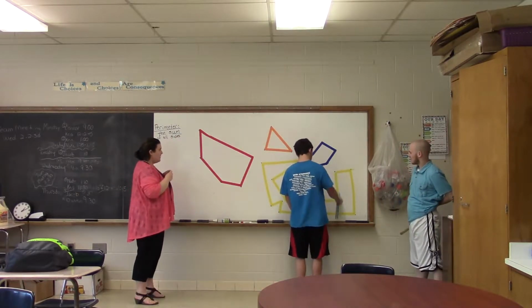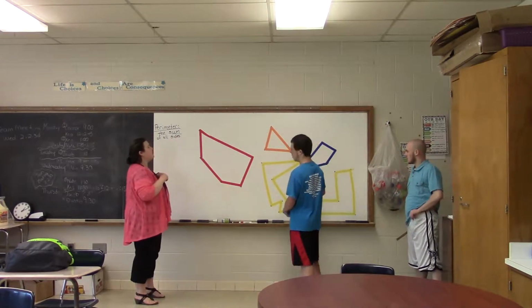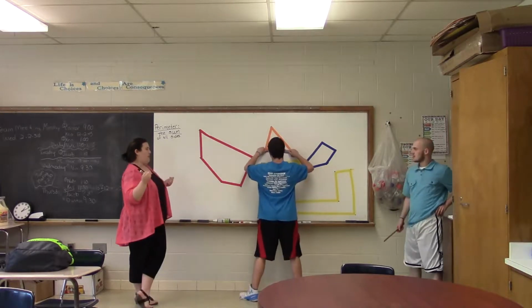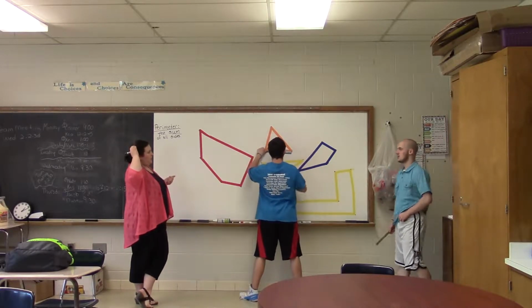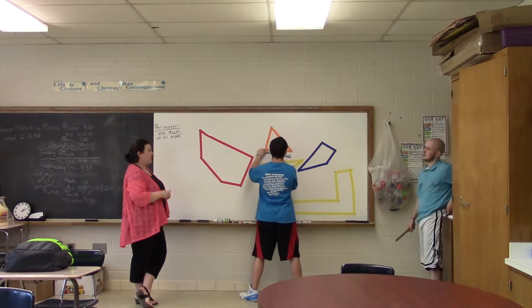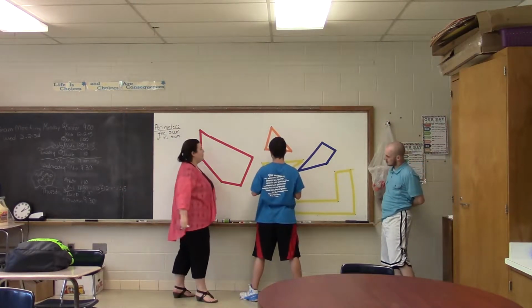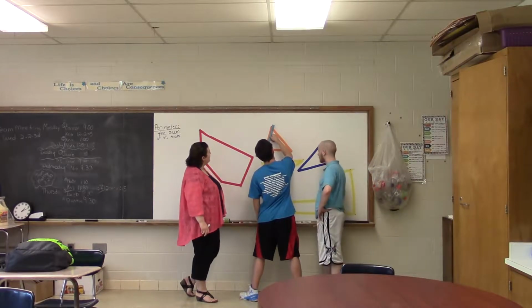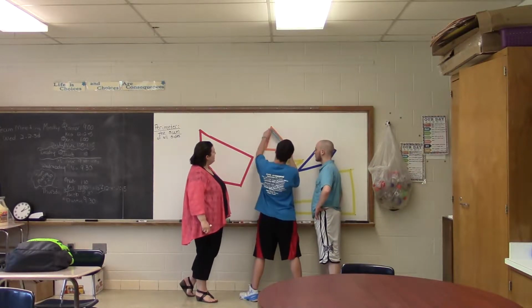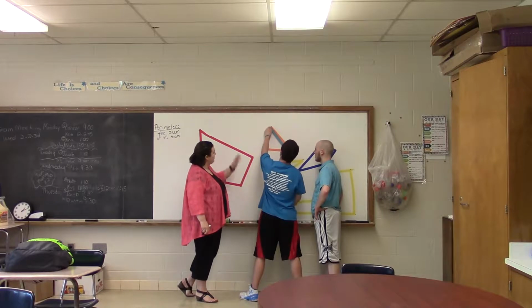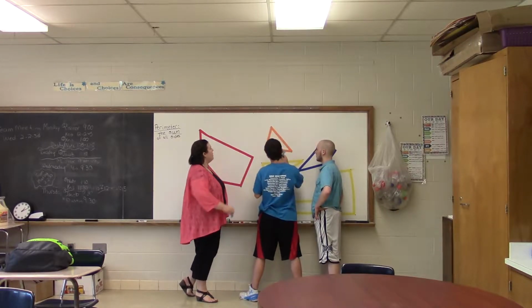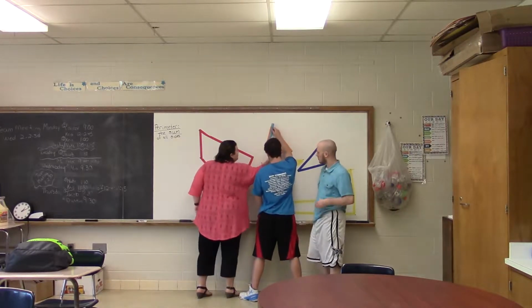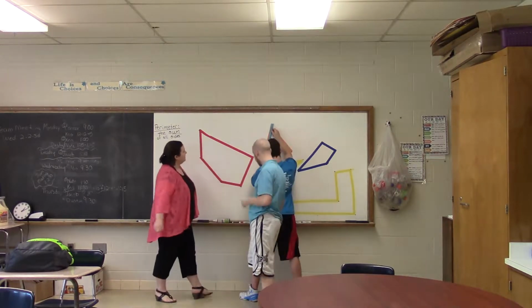Okay, so I want to start with an easier shape. Let's start with the triangle. How do you know it's a triangle? Because it has 3 sides. So the orange shape, the triangle, is the shape with 3 sides. Which side do you want to measure first? We're going to measure the side, and I'll write on the tape so we can keep track of it.